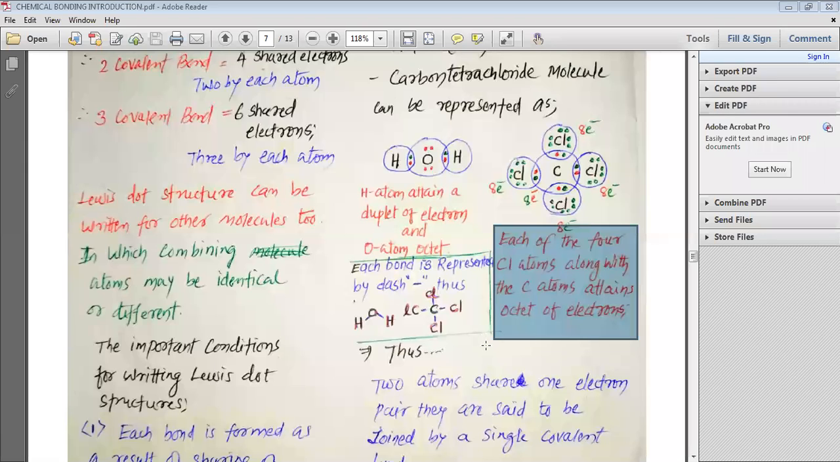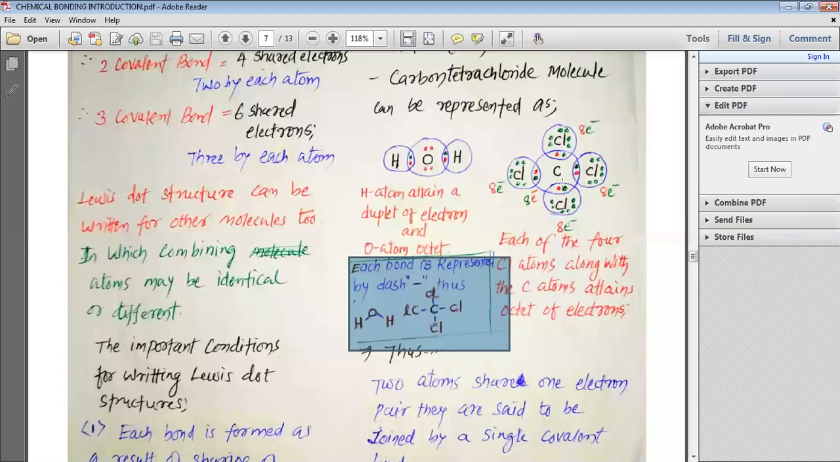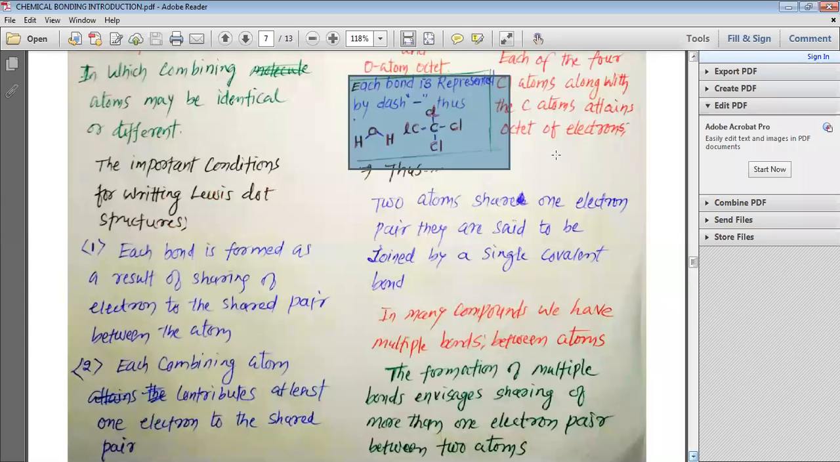So this is how it happens. Now, let us try to study this: each bond is represented by a dash. Whenever we have 2 electrons, instead of the 2 electrons we put a dash. You can see here that for these 2 electrons, I have put this dash. So there is a dash between O and H, and in the same way 4 dashes between C and Cl. Remember that we represent this pair of electrons, which is known as the shared bond pair, with a dash. This dash is generally considered a covalent bond.